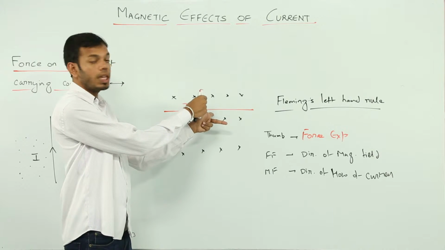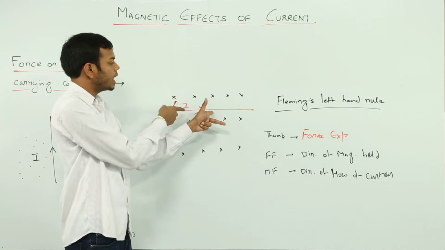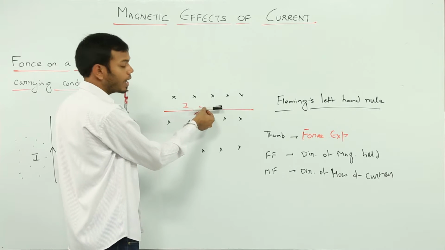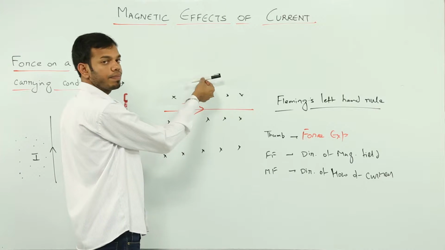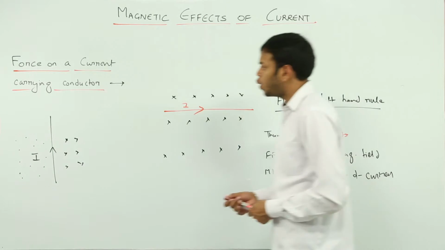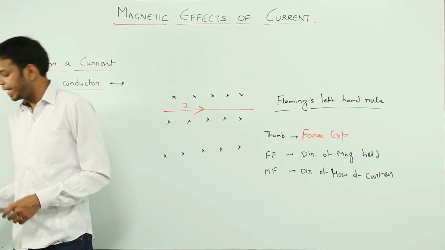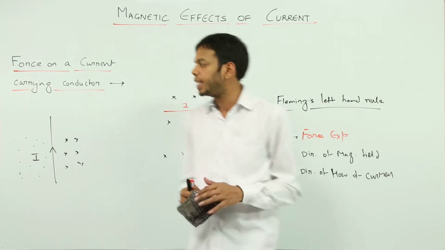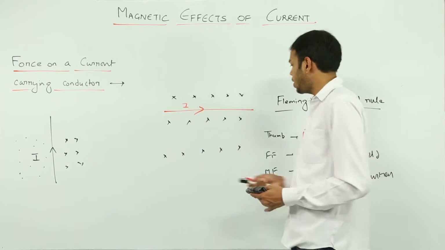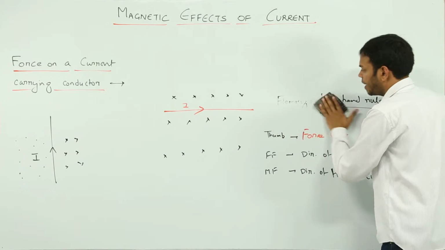So thumb is giving me the direction of force, that is, this conductor is going to experience a force in the upward direction. So if this would have been my conductor, it would have moved up. Simple. So this is the phenomenon of force experienced by a current carrying conductor, or force experienced by a conductor when it is placed in a magnetic field.